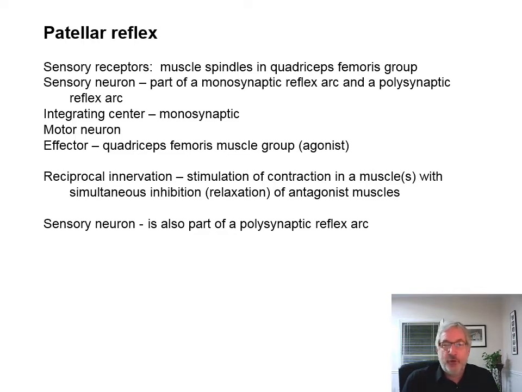There is also something called reciprocal innervation, which is stimulation of contraction in muscles. You also have to simultaneously inhibit or relax antagonistic muscles. And the sensory neuron in this for reciprocal innervation is also part of this polysynaptic reflex arc. So, for instance, if I flex my arm, okay, so my biceps contract to do that, but my triceps had to relax. So you had innervation of the biceps and you had reciprocal innervation of the triceps. So it's relaxation, contraction, okay.